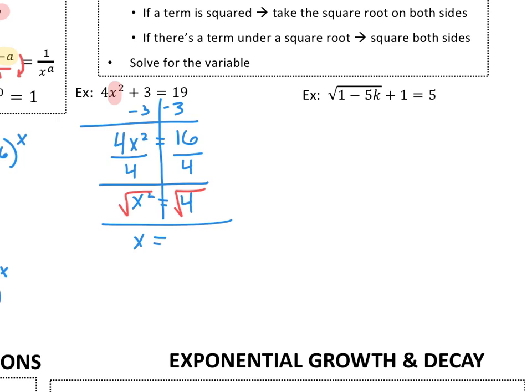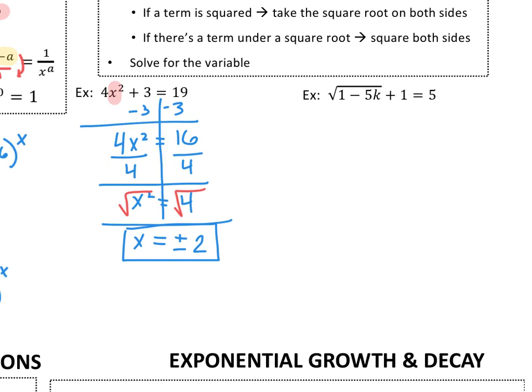When you take the square root of 4, you get 2 answers, because positive 2 times positive 2 is 4, and negative 2 times negative 2 is 4. So the answer is plus or minus 2. So either positive 2 or negative 2, if you plug that back into your original equation, would satisfy this equation.